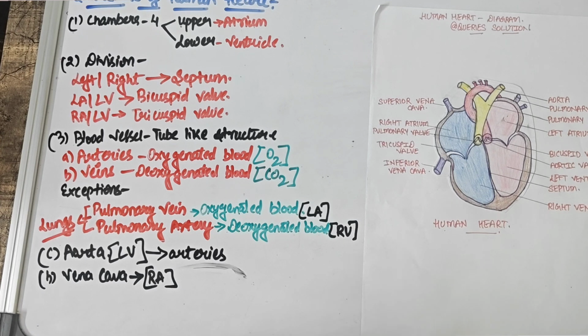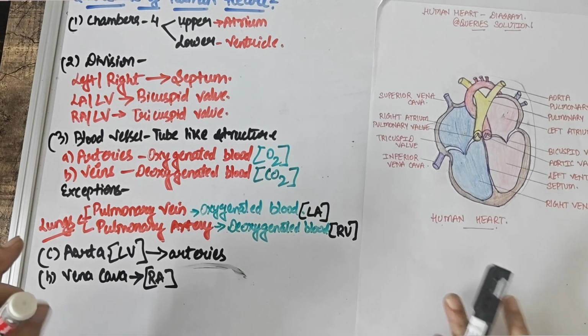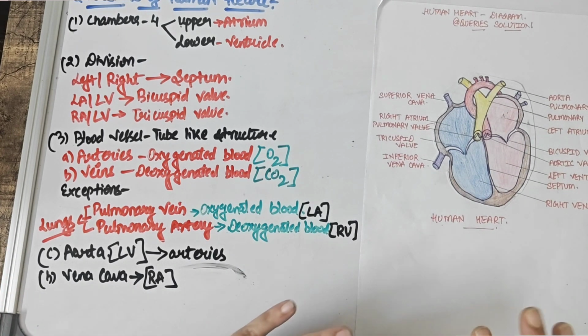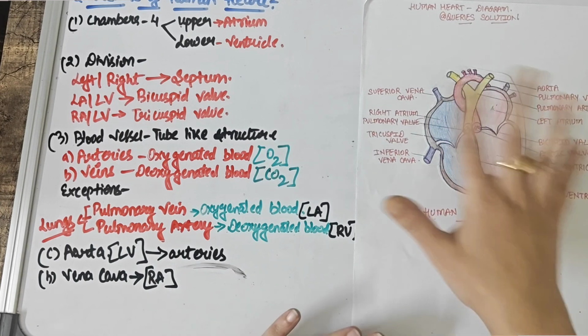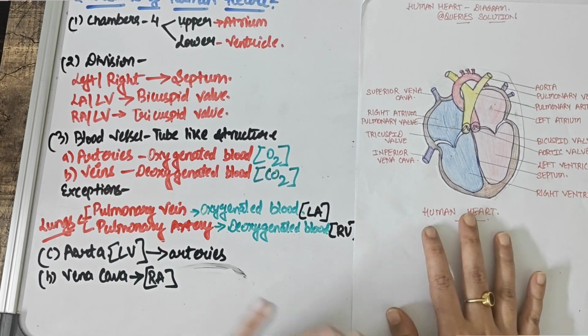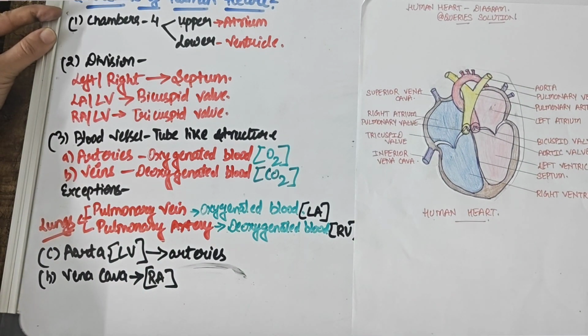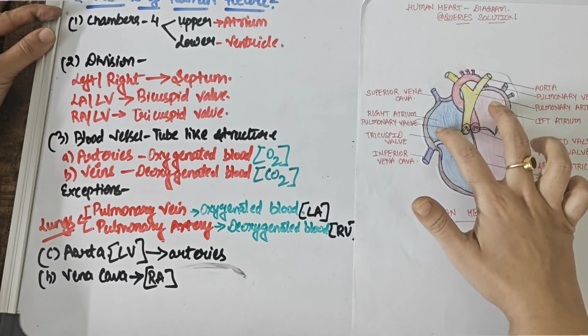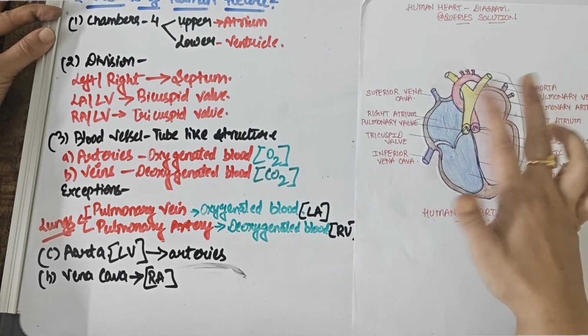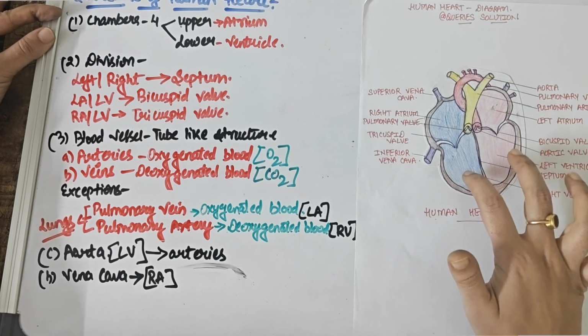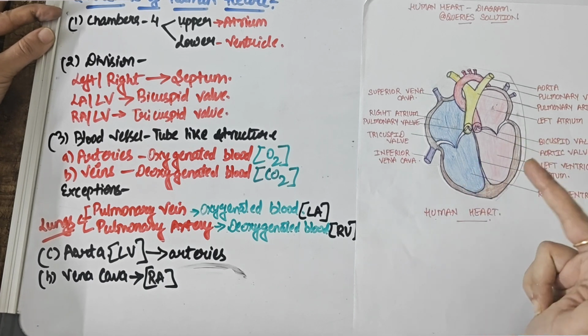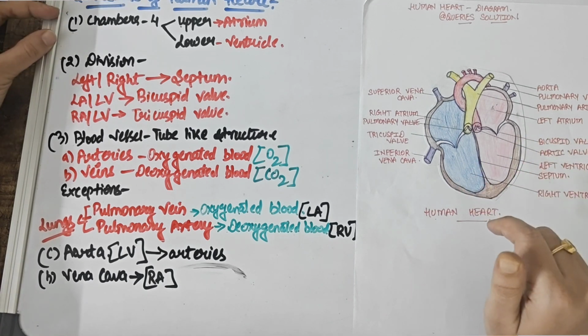I'm just giving you a quick glimpse, a quick recap of what we have understood, because this is very important for all of you to understand. So this is the structure of the human heart. First of all, we talked about chambers. The human heart has 4 chambers: the 2 upper chambers, which are known as atria, left and right side, and the 2 lower chambers, which are known as ventricles, again left and right side. That is the first part.